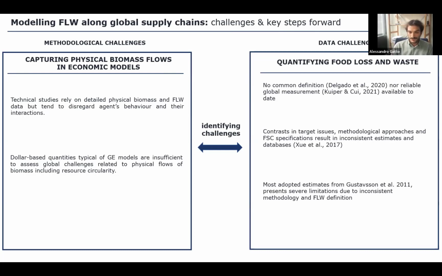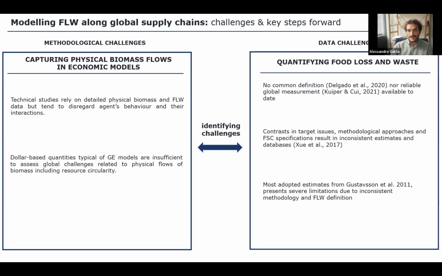And as we know, our general equilibrium frameworks often misrepresent these biophysical balances, the physical biomass flows across economic simulations. And so what we put focus on is actually embedding the information from technical studies into a general equilibrium framework. But at the same time, there is a problem in the quality of data around food loss and waste.